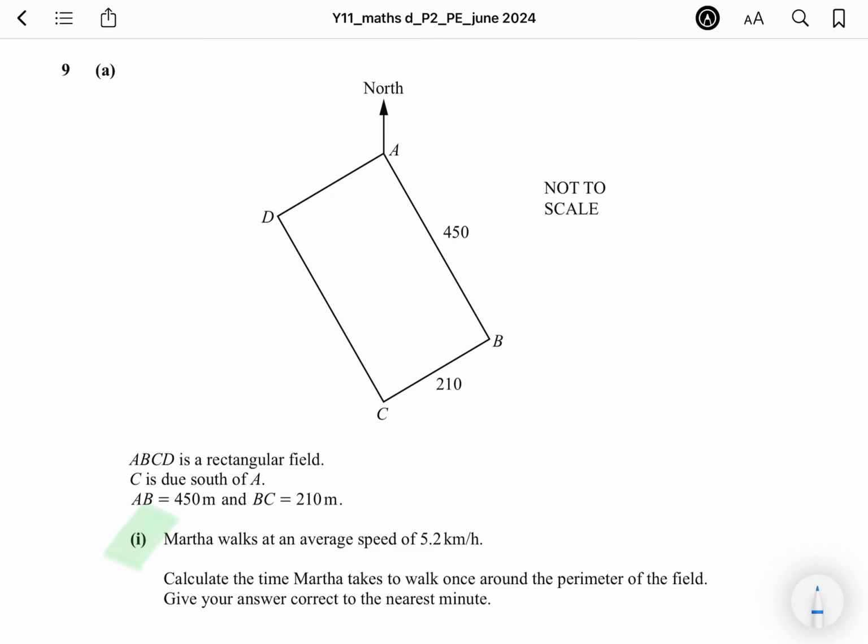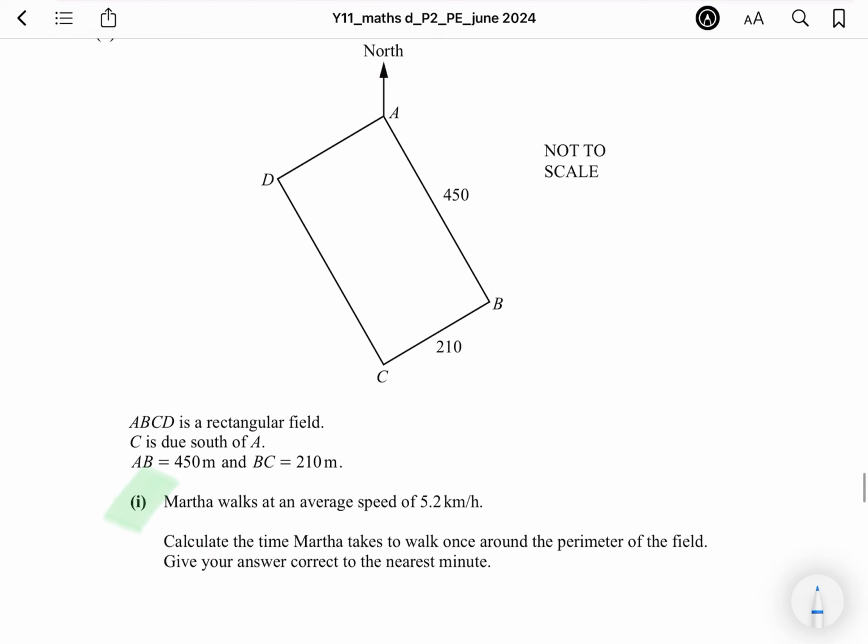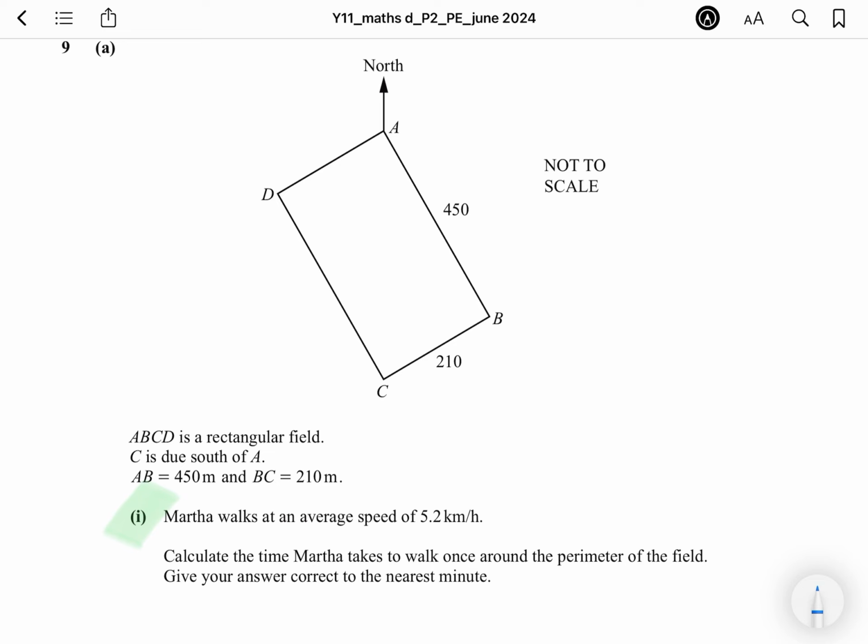So the first one here is, we've got a diagram here. ABCD is a rectangular field. C is due south of A. AB is equal to 450, given BC is equal to 210. Martha walks at an average speed of 5.2 km per hour. Calculate the time Martha takes to walk once around the perimeter of the field, giving answer correct to the nearest minute. Given speed is 5.2 km per hour.